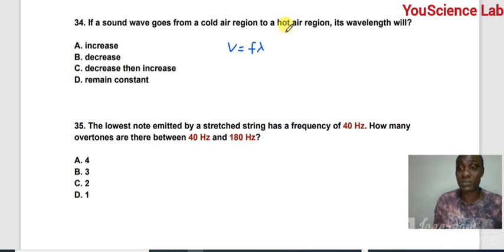So if the speed increases, because the speed of a sound wave in air depends on temperature, it increases with the increase in temperature. So if the speed of the sound is going to increase, then the wavelength is also going to increase, because from this formula you can see that V is proportional to what? The wavelength. So it's going to what?